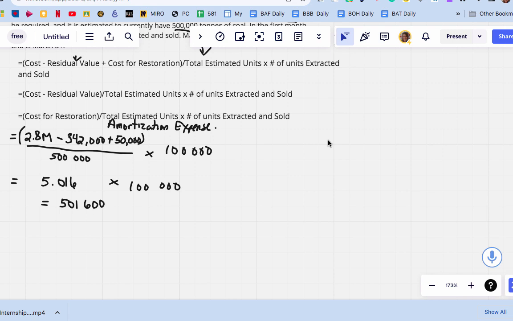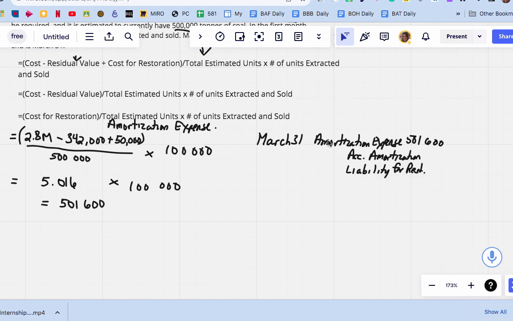Now, I'm going to just kind of work on the journal entry over here to the right. So as we know, in our journal, we're going to have at the year end, or in this case, it's March 31st. So we're going to have March 31st. We're going to have amortization expense, and that's going to be 501,600. And then, of course, we have to calculate our accumulated amortization. I'm just going to use short forms here, and our liability for restoration. And we're going to use these two formulas.